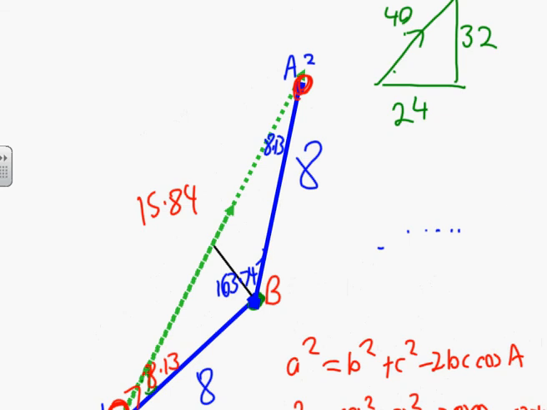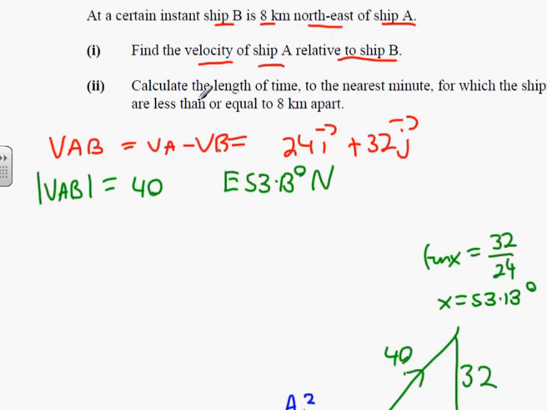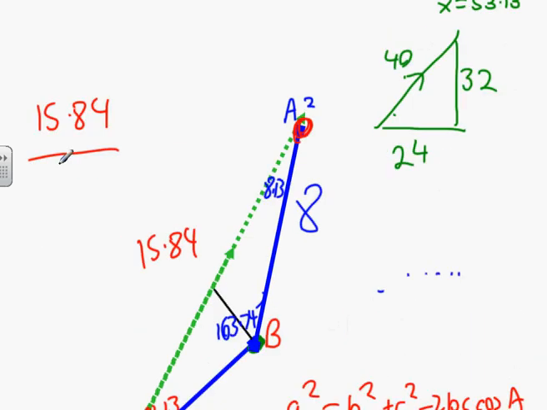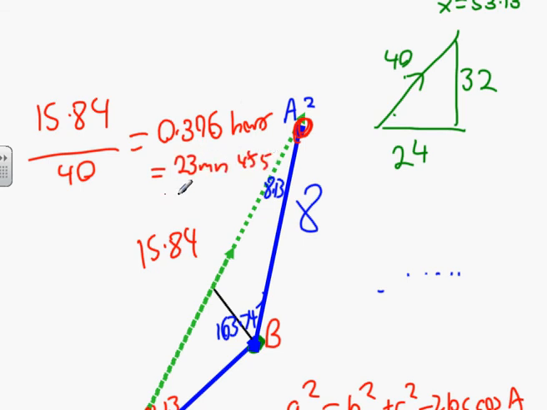That's not how far you travelled. How far did you travel? Oh, sorry, how long were you travelling? So how fast did we cover this distance? This 15.84 kilometers. How fast were we travelling along this direction? We're travelling at 40. 15.84 divided by 40 will get you 0.396 of an hour. 0.396 of an hour multiplied by 60, and you're going to get 23 minutes 45 seconds. Round that off to 24 minutes. Okay guys.